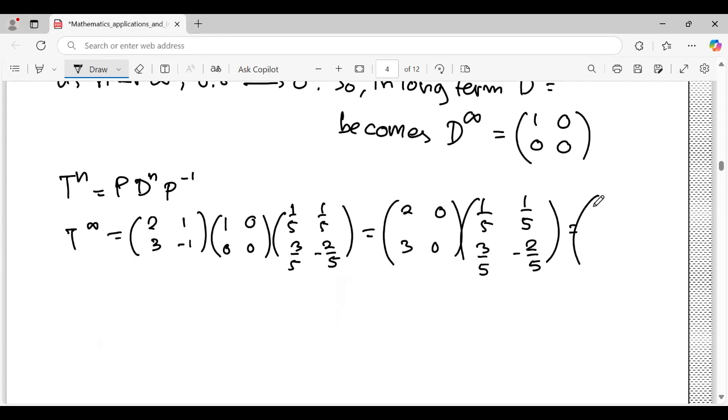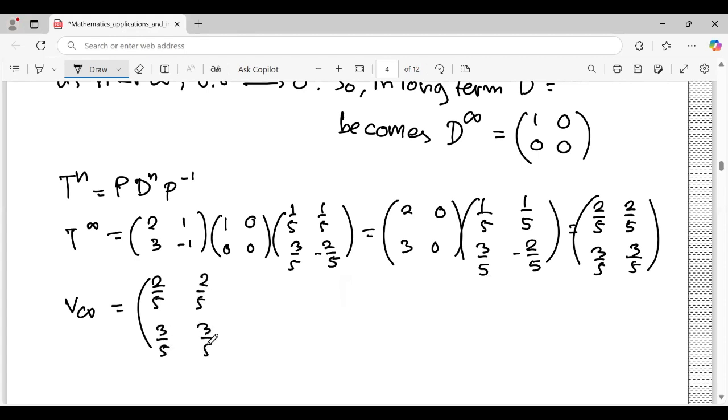If you calculate, the result is 2 fifth, 2 fifth, 3 fifth, 3 fifth. So the long-term vector is 2 fifth, 3 fifth, 2 fifth, 3 fifth, multiplied by 1, 0. And it equals 2 fifth, 3 fifth.